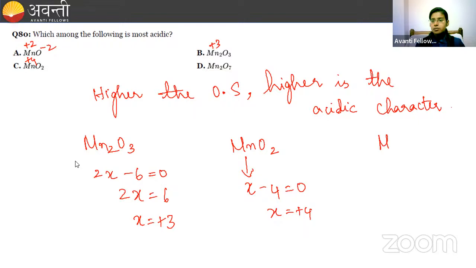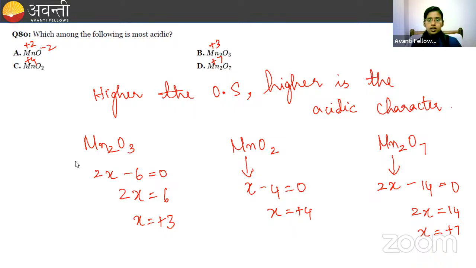Then in case of Mn2O7, we have 2 manganese, so 2x minus 7 into 2 is 14, equal to 0. 2x is 14 and x is equal to 14 by 2, which is +7. So now if you compare the oxidation state of manganese in all the options, option D has the highest oxidation state value, so that compound is more acidic in nature. So option D is the correct answer for this question. Clear?